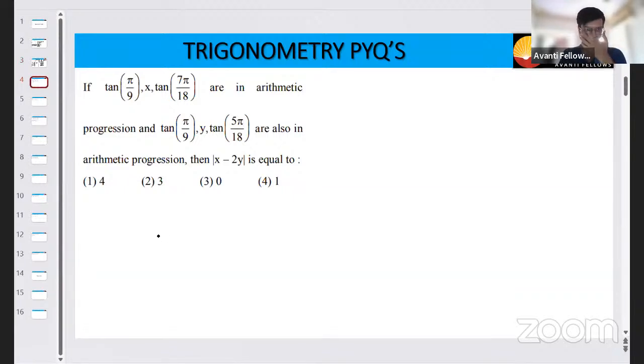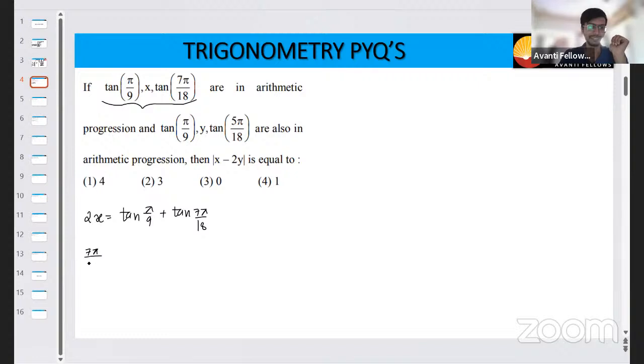If tan pi by 9, x, and tan 7 pi by 18 are in arithmetic progression, and these are also in AP, then x minus 2y is. So what is an AP, guys? Twice the middle term. So for this, I can write 2x is equal to tan pi by 9 plus tan 7 pi by 18. I think we can reduce 7 pi by 18, right?